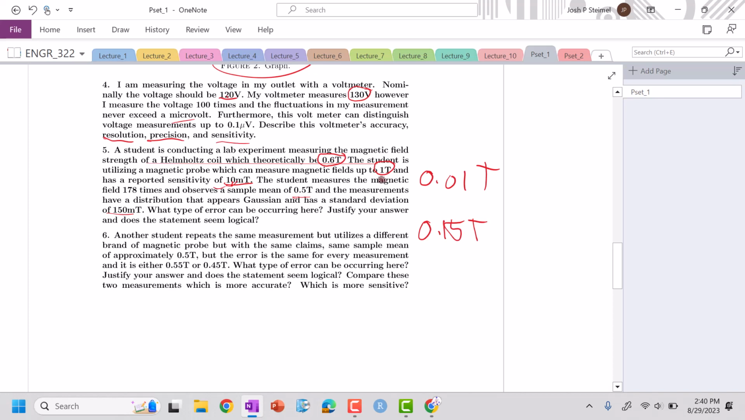So the sensitivity of our probe is 0.01 Tesla. The error is 0.15 Tesla. So this would be our bias error. This would be our total uncertainty, which is precision plus bias.